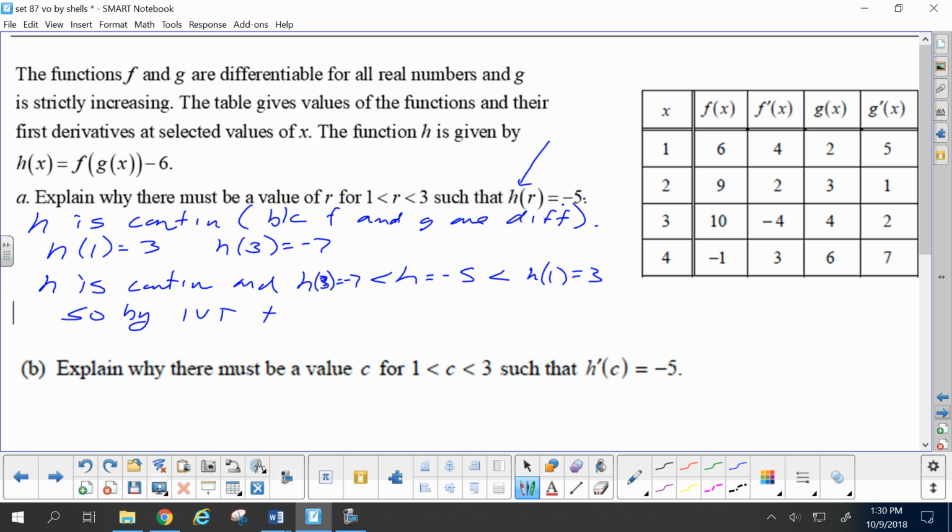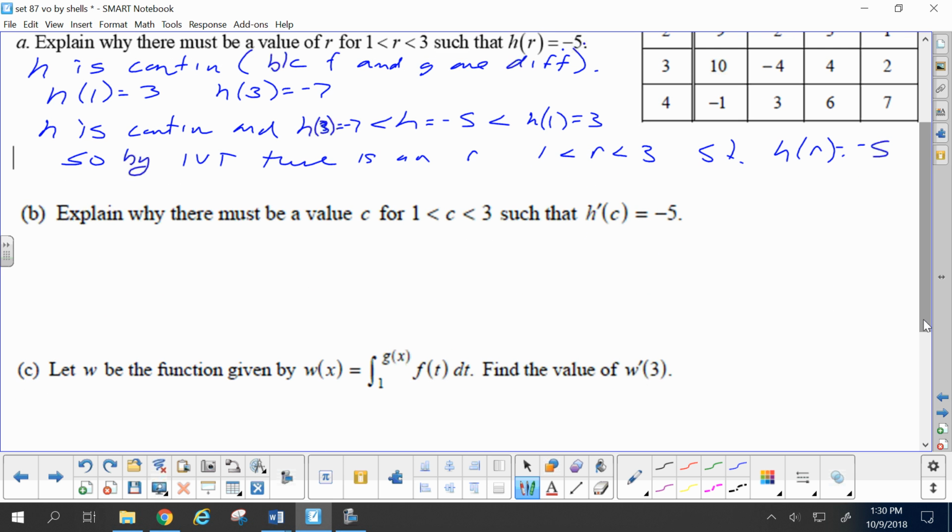There is an R between 1 and 3 such that H at R is -5. Most people do fine with that. Are you good? Do you have to rewrite that as continuous if you already have it there? No. If you have it once in your work, that's okay.